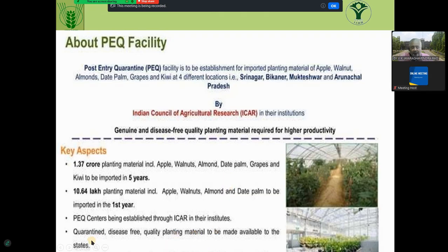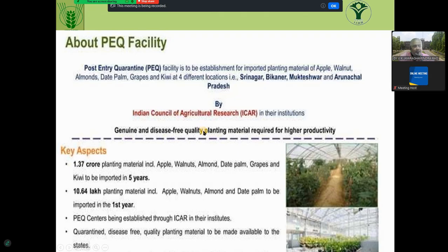Okay, so finally what we want to get is quarantined, disease-free, quality planting material to be made available to the states. So here both the ICAR Institute where I work, IIHR, which is one of the nodal centers, the state governments of horticulture, the various nurserymen, the consultants, all these stakeholders join together and you get a clean plant program.